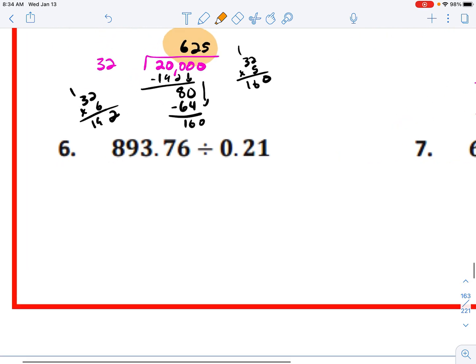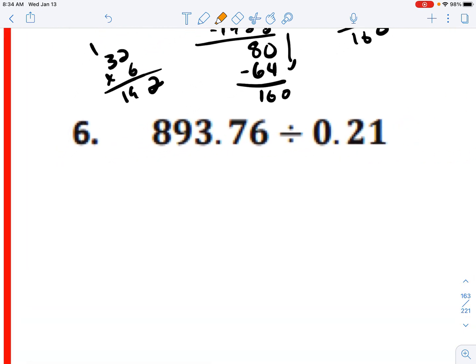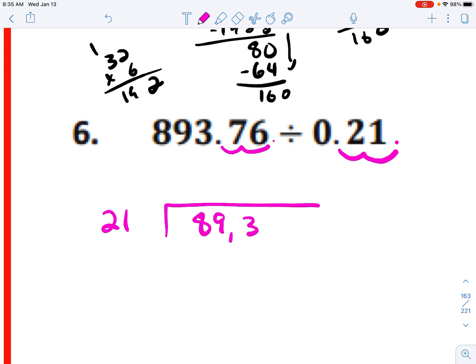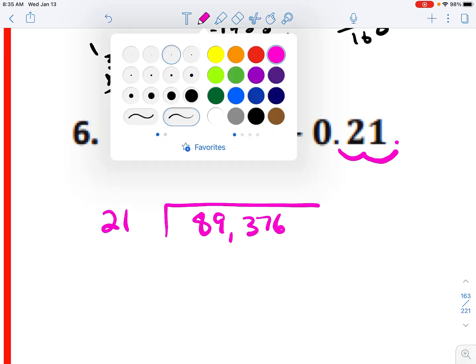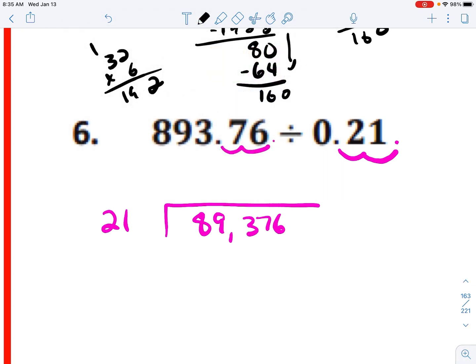All right, guys, a couple more problems, and then I'll let you go on your own. I have number 6. Number 6 is 893 and 76 hundredths divided by 21 hundredths. I'm gonna move the decimal twice to make 21 a whole number, and I'm gonna move it twice as well to make 893 and 76 hundredths. I'm gonna change that to 89,376. Okay. And again, the dividend doesn't have to be a whole number. You just have to move it how many times you moved it in the divisor.